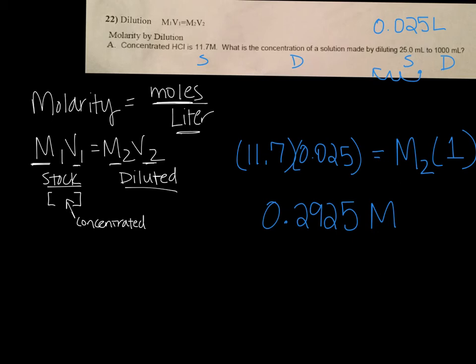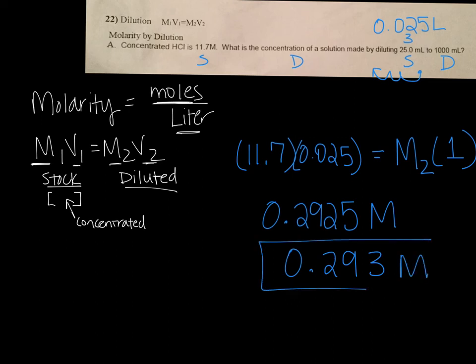But let's look at our sig figs. So here we had 3, okay? And here we have 1, here we have 3. I'm going to go ahead and go to 3 sig figs for this answer. So I'm going to say 0.293 molar solution, okay? Or 0.292 would be fine as well, okay?